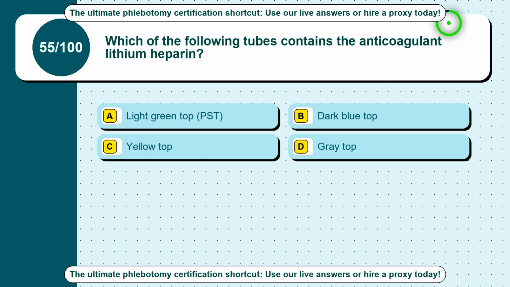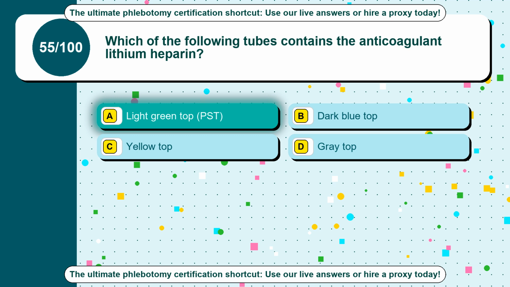Question 55. Which of the following tubes contains the anticoagulant lithium heparin? Option A. Light green top, PSD. Option B. Dark blue top. Option C. Yellow top. Option D. Gray top. The correct answer is option A.